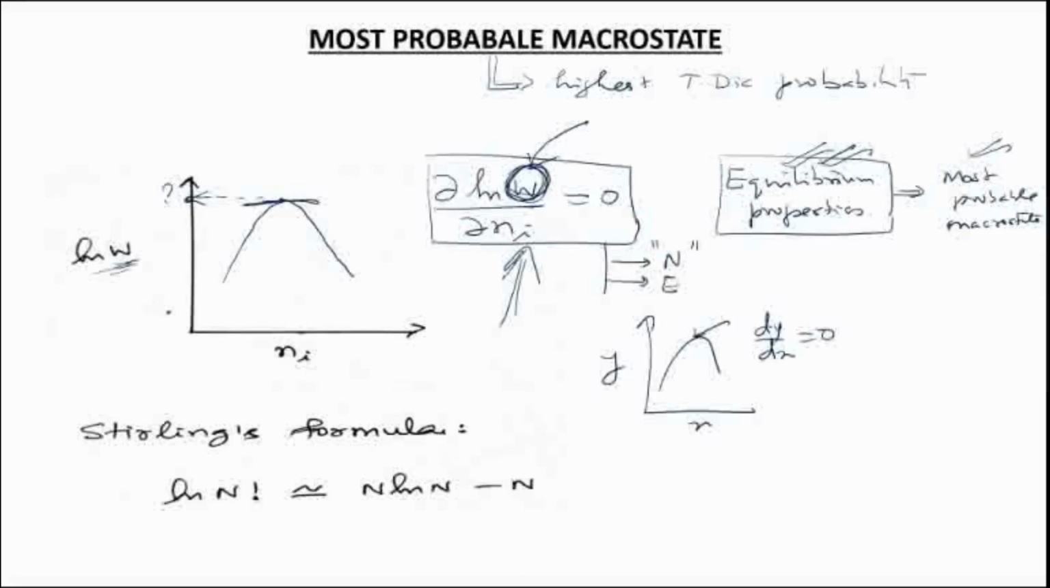I repeat, we are going to maximize the function W to find the most probable macrostate. If you want to maximize a function, the dy by dx formula is okay, but the problem is we have two constraints. Total number of particles should be constant and total energy should be constant. Keeping these two constant, you have to maximize. For this you require a special technique called Lagrange undetermined multipliers. We have to use that technique to find the most probable macrostate.